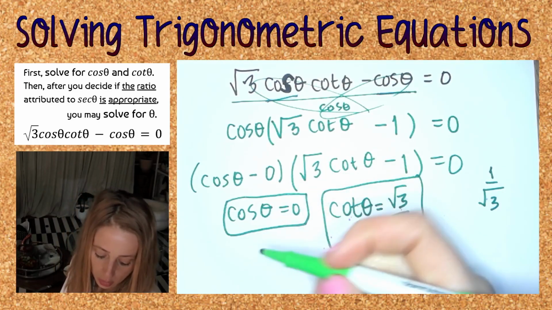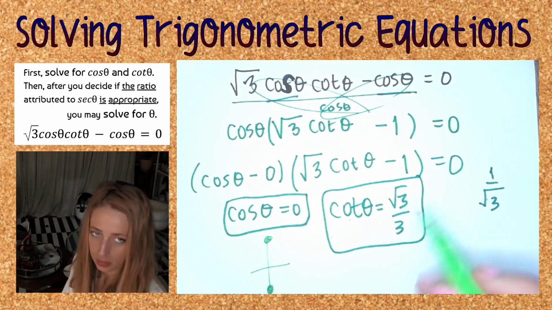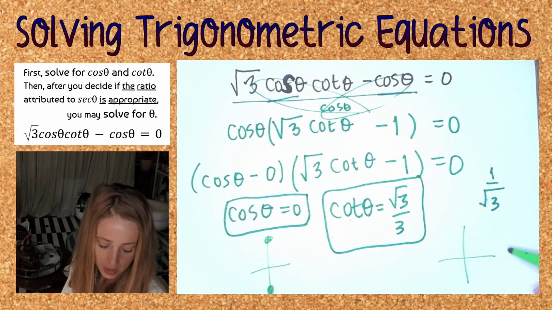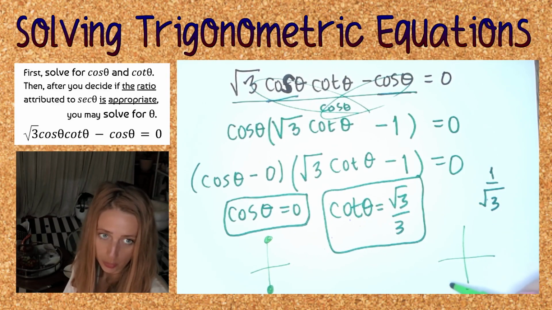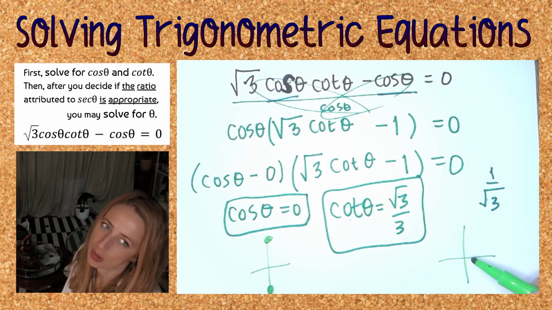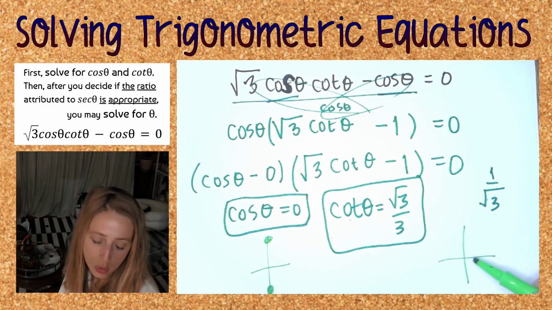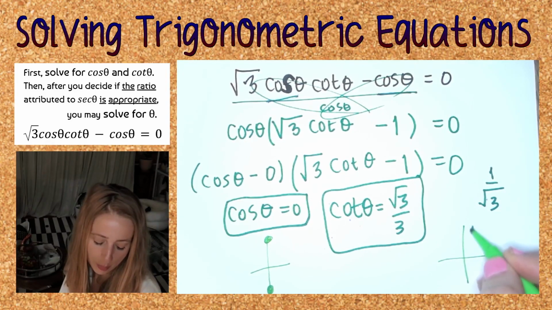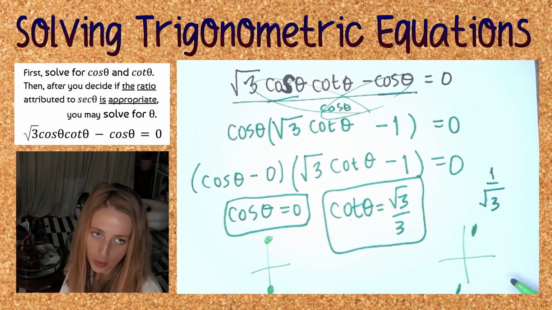Cosine of theta equals 0, where x is 0. That would be right here and right here. We'll tell those angles in a second. And cotan of theta is positive in quadrants 1 and 3. So we're looking at these two quadrants. Tangent equals root 3 over 3 at pi over 6 and 7 pi over 6. So cotangent equals root 3 over 3 at pi over 3 and at 4 pi over 3.